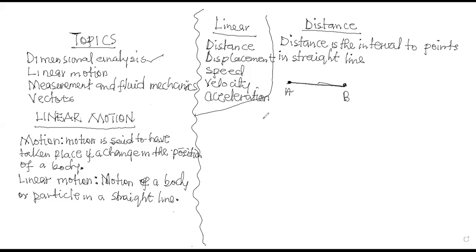So Cape Coast can be one locus or location. Another point can be Accra. When we join the point Cape Coast to the point Accra, the interval between Cape Coast and Accra gives us the distance from Cape Coast to Accra or Accra to Cape Coast.